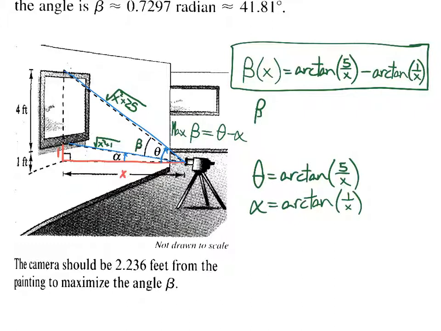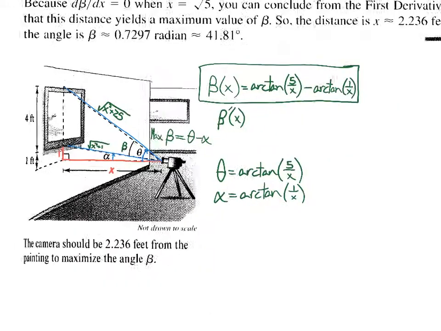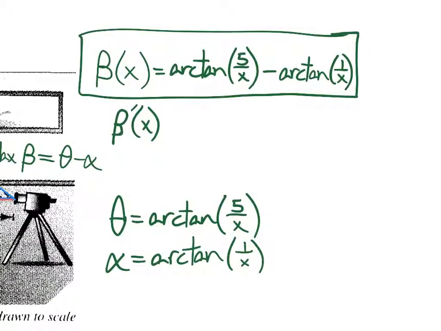find beta prime of x, and then solve it for when it equals 0. So let's actually find our solution. First of all, we've got to take the derivative here. Okay, so the derivative of arctangent of u is u prime over 1 plus u squared.